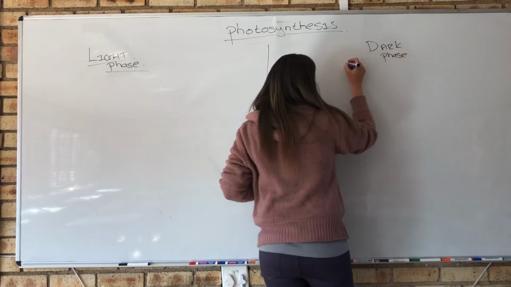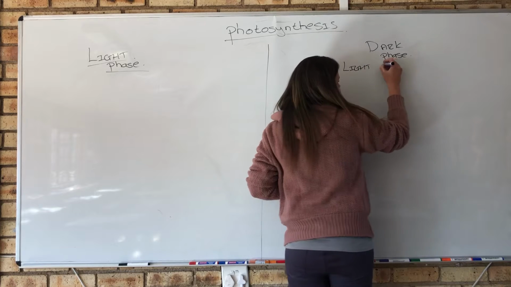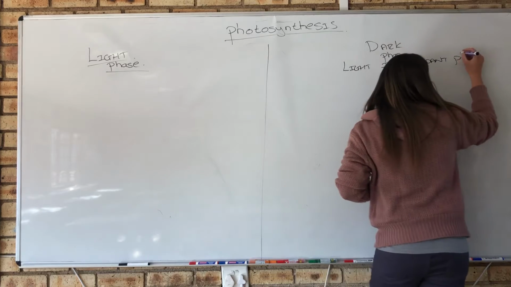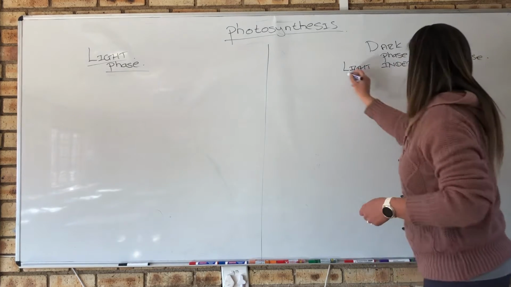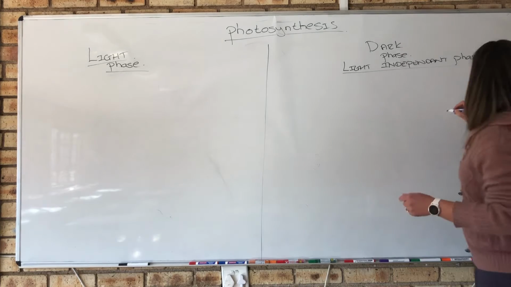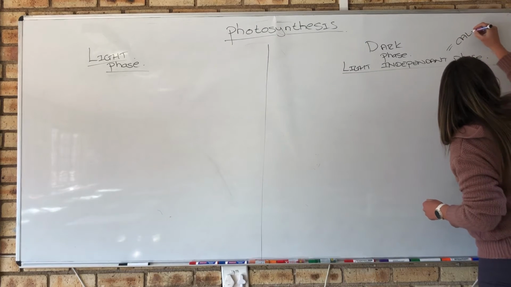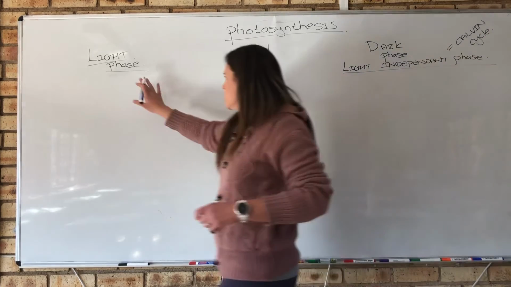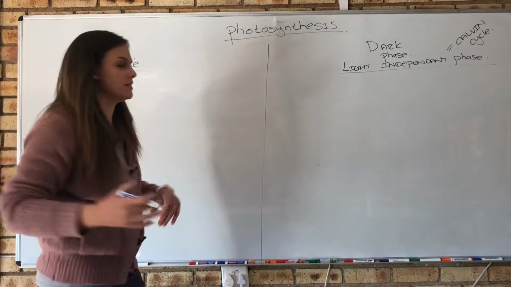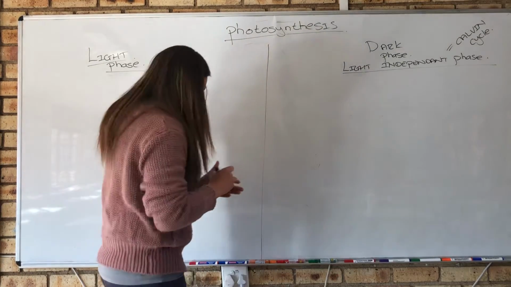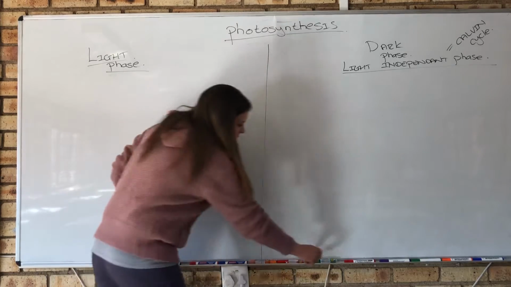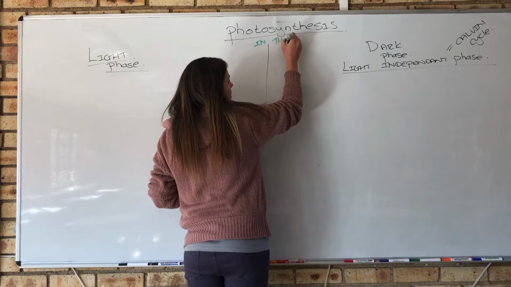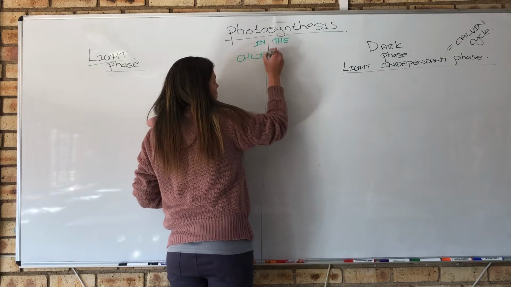This phase is also called the light independent phase. In other words, it happens without light. The light independent phase, called the dark phase, can also be called the Calvin cycle. In order to understand where these processes happen, let's give a quick recap of the structure of the chloroplast. Remember, grade 11s, that photosynthesis happens in the chloroplast.